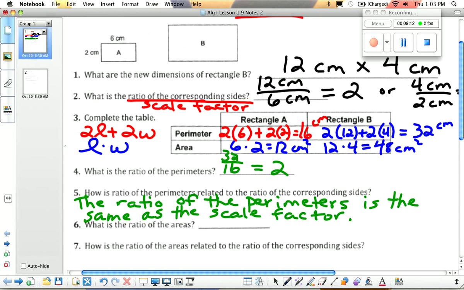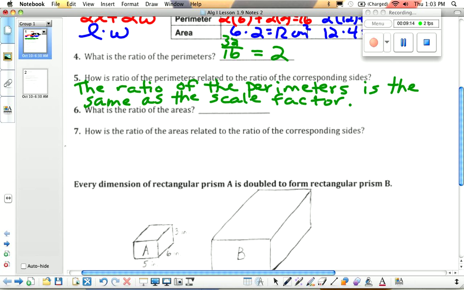Okay, well then let's go down here and find out what's the ratio of the areas. Shelby? 48 centimeters squared over 12 centimeters squared. So 48 over 12, and 48 over 12 is equal to 4. So if you double the dimensions of a rectangle, the area does what? Quadruples.